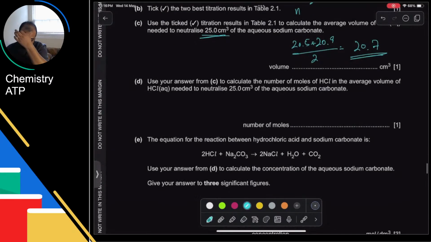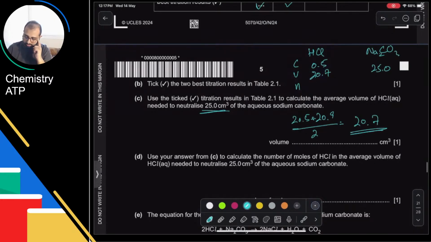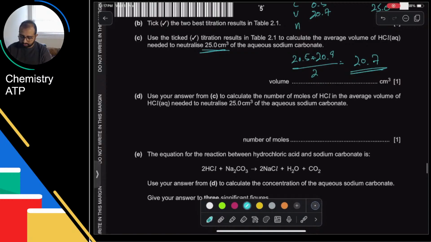Use your answer to calculate the number of moles of HCl. I have the concentration, which is this one, and I have the volume, and it's going to be pretty straightforward. n equals CV. You don't get any marks for writing the formula, but I still write the formula. Again, my choice. You can write it or not, up to you. 20.7 is in cm³ and that is 0.5 moles per dm³, so I'll divide it by 1000 and multiply by 0.5, and that will give me my value.